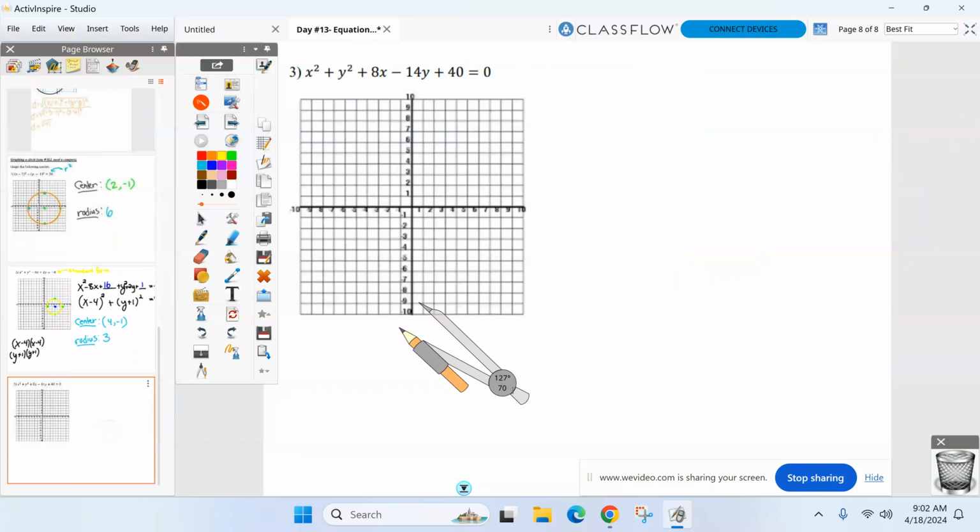Here you go, another standard form that we need to put into center radius. So first step, get your x's and y's together, move the single number over to the other side. So rewrite this. X squared, pair it with 8x, plus the new c value, plus y squared, minus 14y, plus the new c value. And again, got to get the 40 over. Make sure the 40's over. So negative 40 on this side.